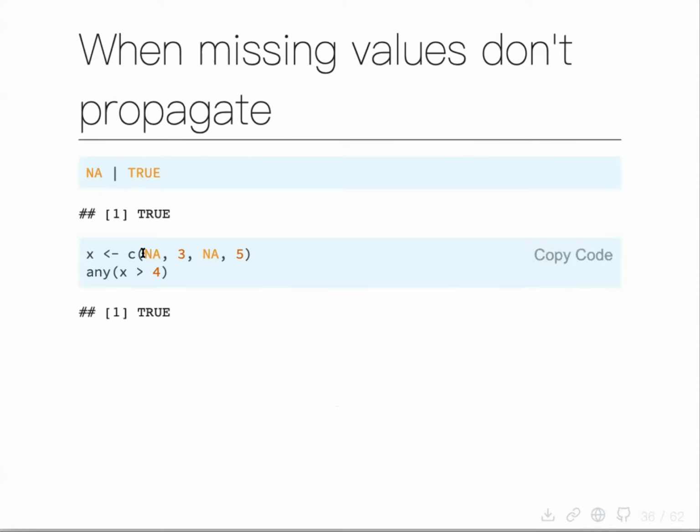Here's another example where I have NA, 3, NA, 5, and I'm saying, if I just did this inner part, x greater than 4, it would return NA, FALSE, NA, TRUE. Okay? But I'm calling any on this, and there's one TRUE in that vector, so it's returning TRUE. Because I'm asking if any of them are TRUE. And so even though it's got two NAs, it can return TRUE because there is one that is TRUE. Okay?